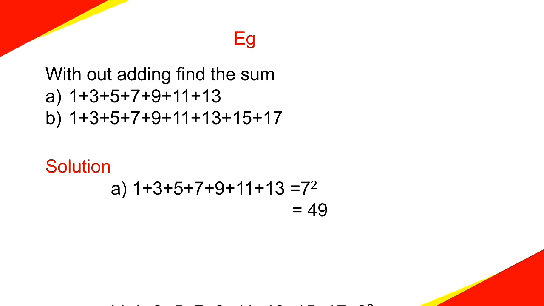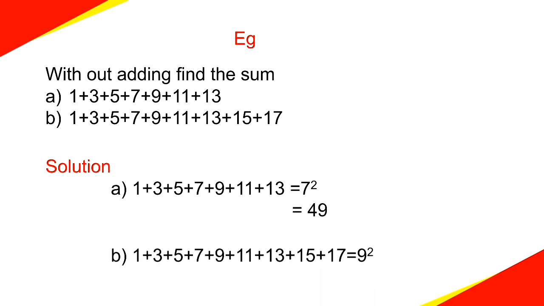Now we are going to option B. Option B is 1 plus 3 plus 5 plus 7 plus 9 plus 11 plus 13 plus 15 plus 17. How many are there in total? 9 odd numbers, which means 9 squared. So 9 squared is 81.